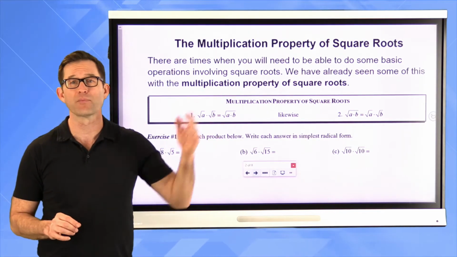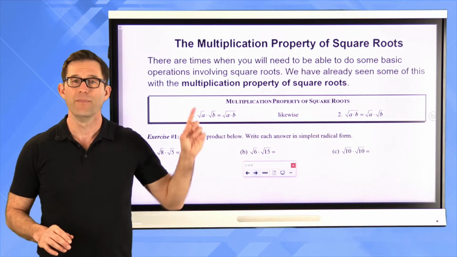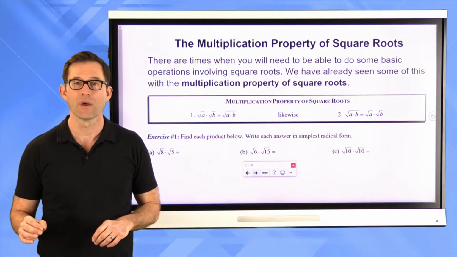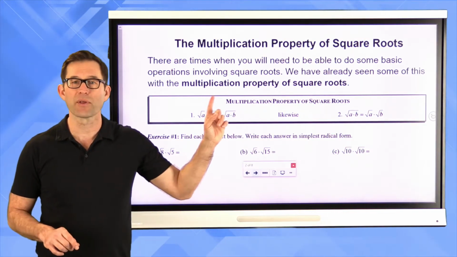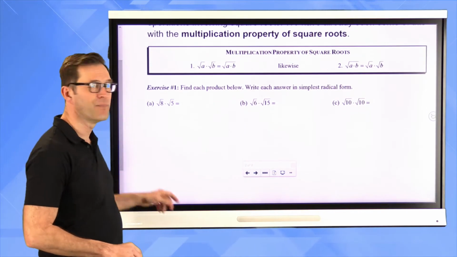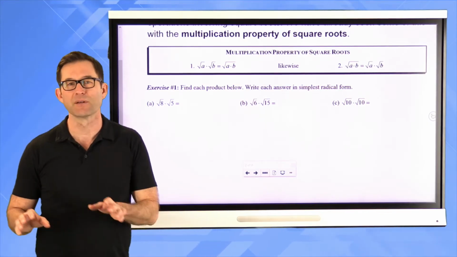And let's begin with the multiplication property of square roots, which we saw a few lessons ago. Now, there are times when you will need to be able to do some basic operations involving square roots. We've already seen some of this with the multiplication property of square roots, and recall what that property was, right? And it was pretty simple. Square roots play real nice when it comes to multiplication and division.